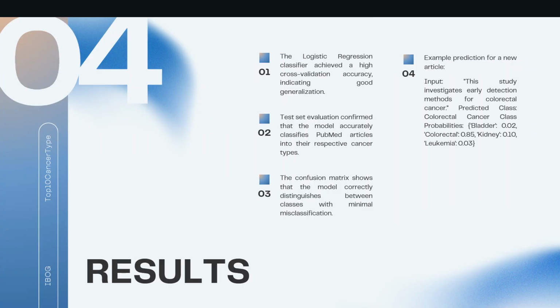So, for the results, the logistic regression classifier achieved a high cross-validation accuracy, indicating good generalization. Test set evaluation confirmed that the model accurately classifies PubMed articles into respective cancer types. Third, the confusion matrix shows that the model correctly distinguishes between classes with minimal misclassification.